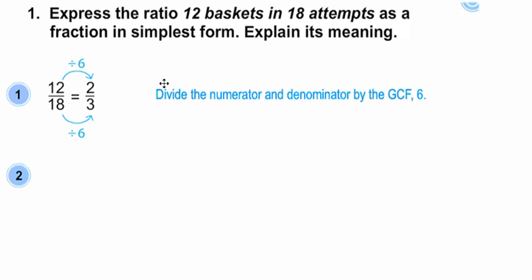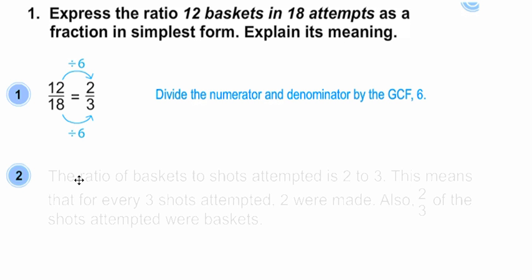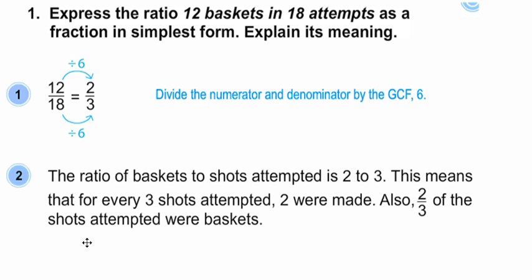Now when I set up the ratio, I had baskets over attempts. So when I explain the meaning, I want to put those words in the meaning. So I will say the ratio of baskets to shots attempted is 2 to 3. This means that every 3 shots that he attempted, only 2 were made. Also, 2/3 of the shots attempted were baskets. And the reason why we consider this a fraction is because this is a part to whole ratio.